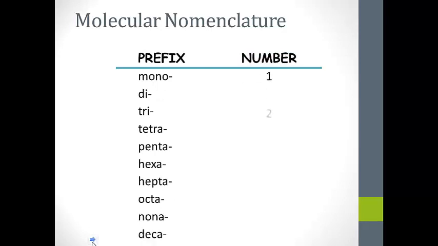Okay, as for the prefixes, and you've got to memorize these. Most of them at least make some sense. Mono is 1, di is 2, tri 3, tetra 4, penta 5, hexa 6, hepta 7, octa 8, nona 9, and deca 10. So you just have to know these in order to successfully do this skill.